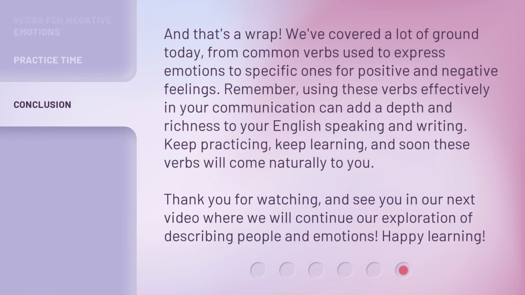And that's a wrap. We've covered a lot of ground today, from common verbs used to express emotions to specific ones for positive and negative feelings. Remember, using these verbs effectively in your communication can add a depth and richness to your English speaking and writing. Keep practicing, keep learning, and soon these verbs will come naturally to you.